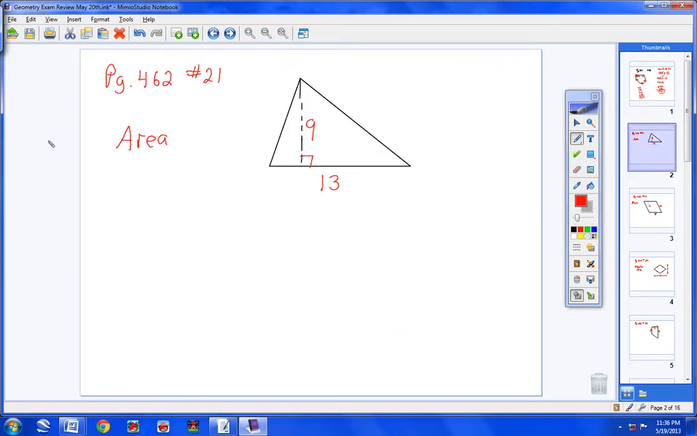Okay, moving on. On page 462, number 21. Page 462, number 21. On the test, I'm going to ask you to find the area of triangles. Isn't that easy? That's pretty simple. And you should have learned this since you've been in middle school. It's very simple. Area of a triangle equals 1/2 base times height. Now take it to the bank, Tara. Again, we're on page 462, number 21.